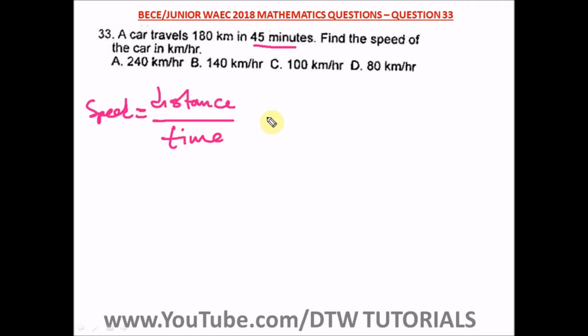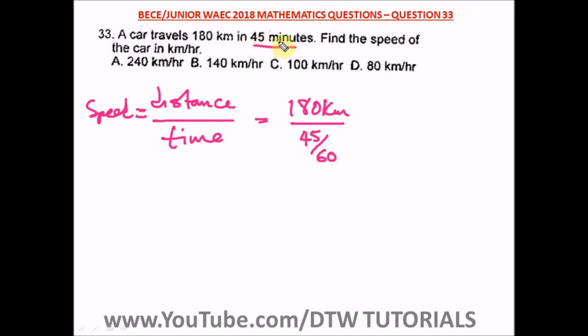Okay, that's your speed is equal to what? Distance over time. And what is your distance? 180 what? Kilometers. All right, and what is your time? We're given time here in what? 45 minutes, but our question says in kilometer per hour. Okay, so that means we have to convert 45 minutes to hours. And in converting 45 minutes to hours, what do we divide by? 60. Okay, divide by 60 alone.